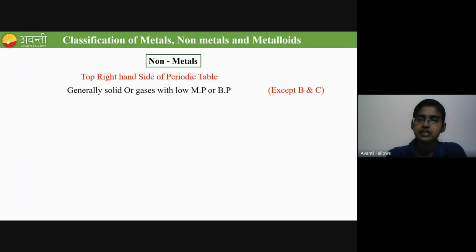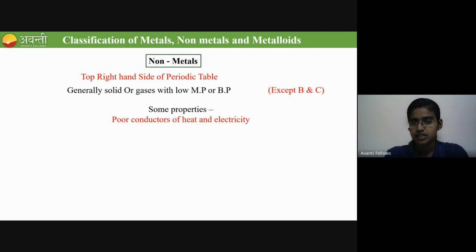So these non-metals are generally solids or gases, with low melting point or boiling point. And also there is an exception, that is boron and carbon. They don't have low melting or boiling point. And some of the properties of the non-metals are, they are poor conductors of heat and electricity. Just the opposite of metals. Non-metals will not conduct heat. Will oxygen conduct heat? No, it will not, right? It is a non-metal. So they won't conduct heat and they won't conduct electricity also. And they are neither ductile nor malleable.